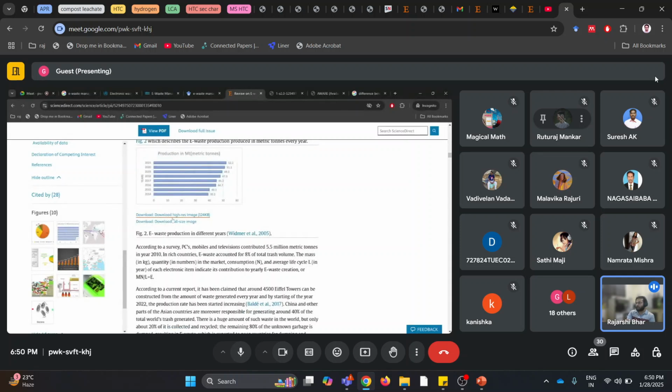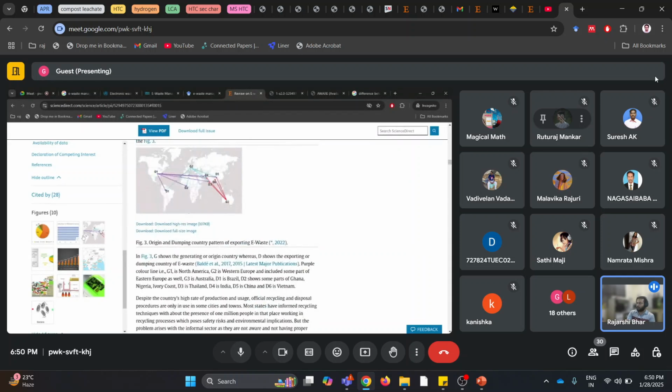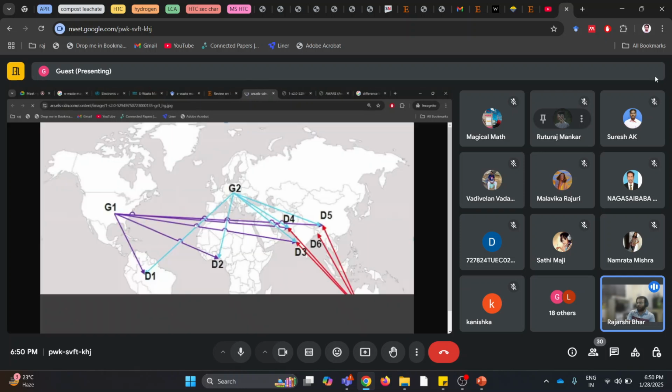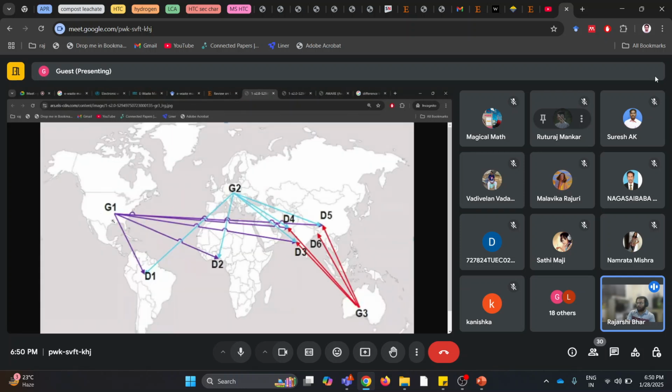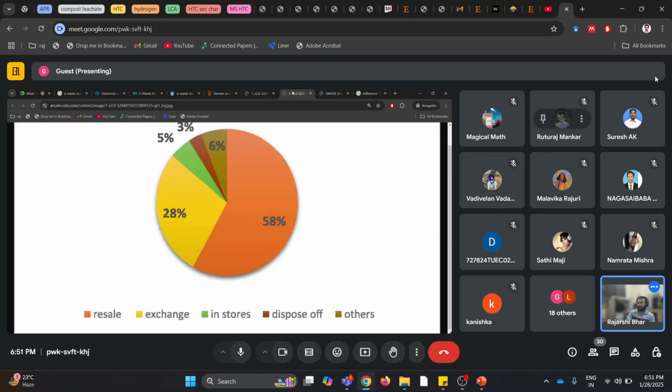this is again the e-waste production. We have already looked into it. This is the country of origin and dumping pattern. This is also what we have seen. The US is dumping it into Africa, various other places, India, South America, Australia. So primarily the US, Europe, and Australia are generating waste and dumping it wherever they find it easy and economically feasible.